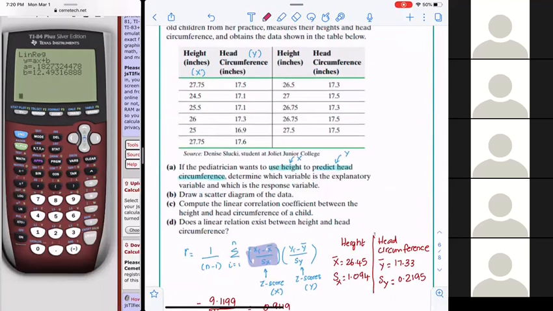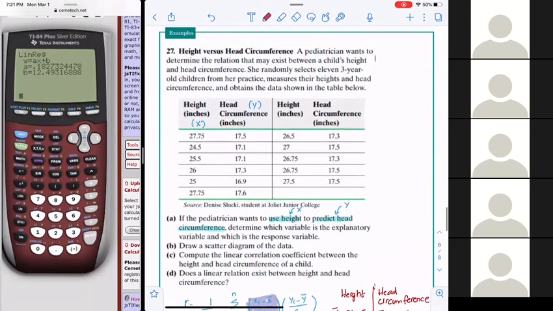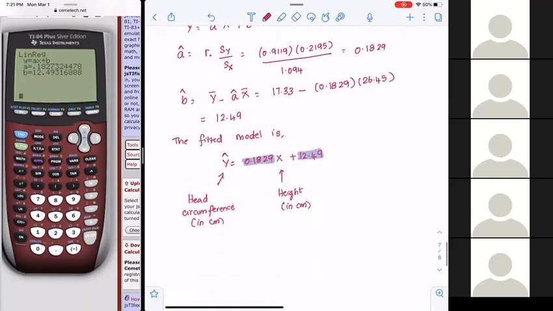Now that we have this model, let's see if we can make a prediction. So I'm looking at the X values, and I don't see 24 in the X values. And say if a parent came and asked you, well, the height of my 3-year-old child is 24 inches, what would the head circumference be?